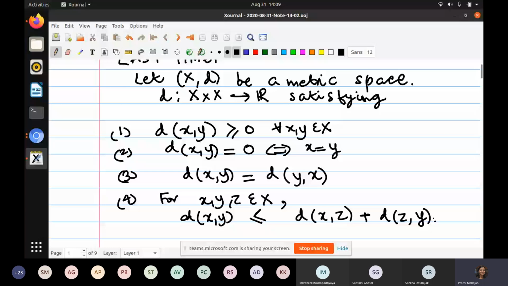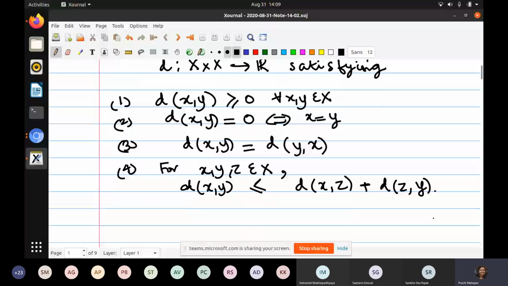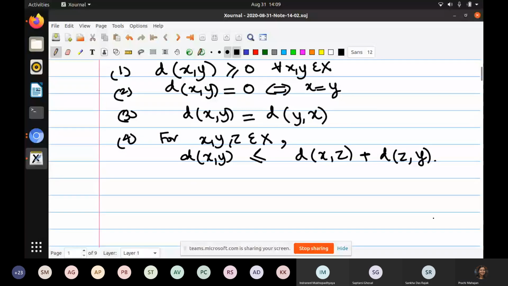Last time we saw a couple of examples of sets and different metrics. We also noted that it is possible to define different metrics on the same set. All right, any questions? Please ask. Is this okay with everybody? Do I take it as a yes? Okay, all right. So let's proceed from this point.